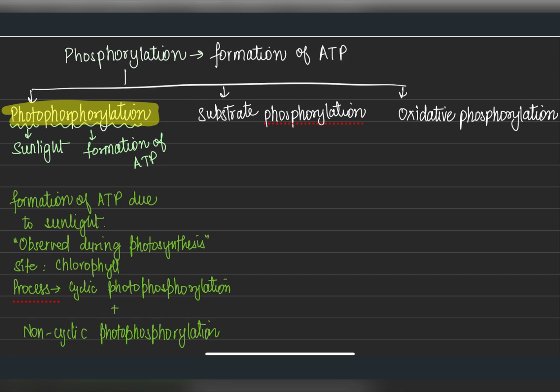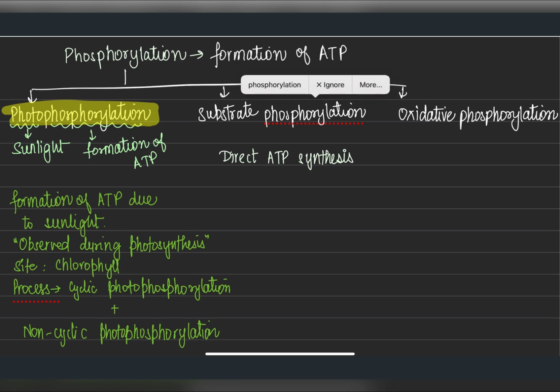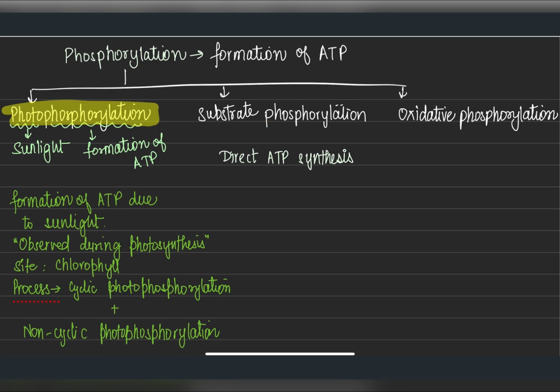Now let's move to substrate phosphorylation. Substrate phosphorylation means direct ATP synthesis. For example, when you observe glycolysis, there is direct ATP formation. So that is known as substrate phosphorylation. In Krebs cycle also you observe the formation of GTP, which eventually forms ATP. So that is also direct phosphorylation.